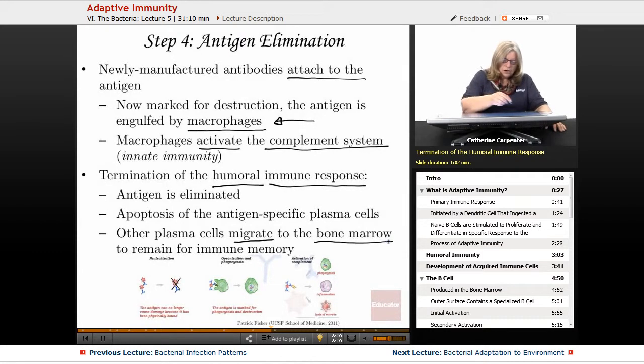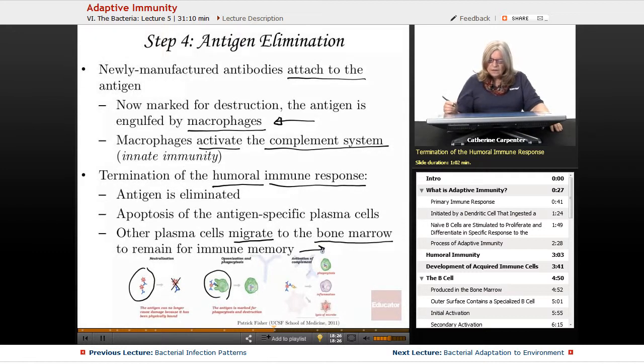So here we have the antibodies that are involved in destruction of the antigen, and then we mark the antigen for destruction, and then we activate complement, of course, and so this is the whole process by which we eliminate the antigen.